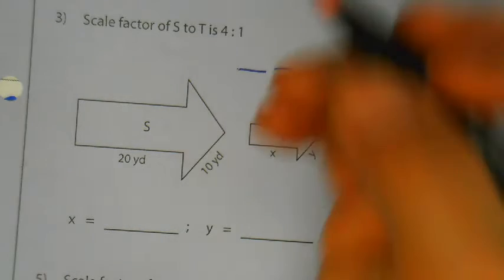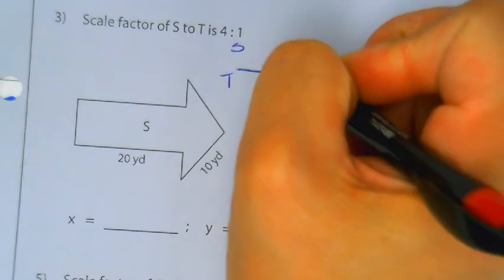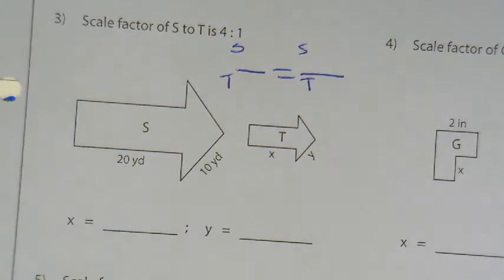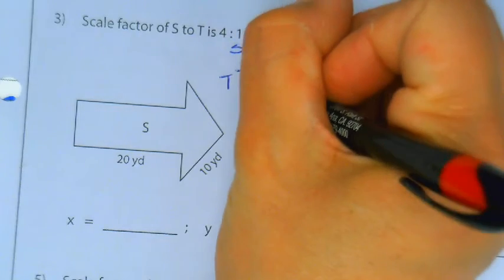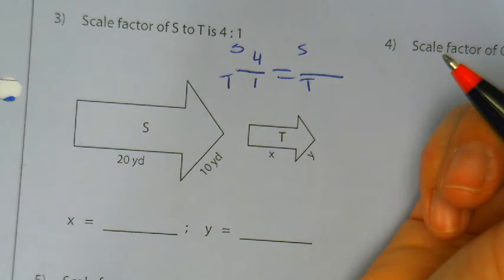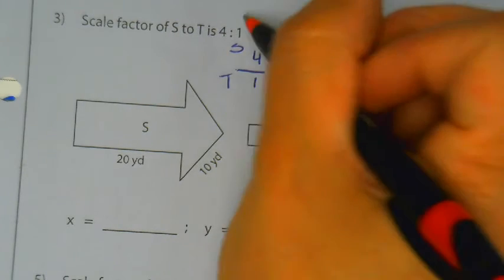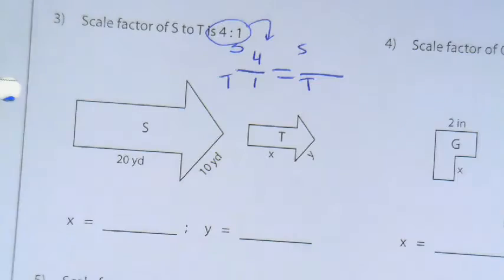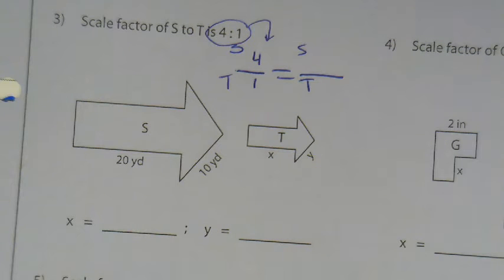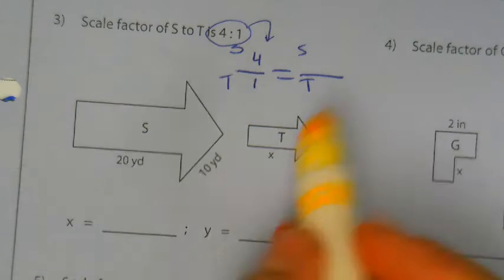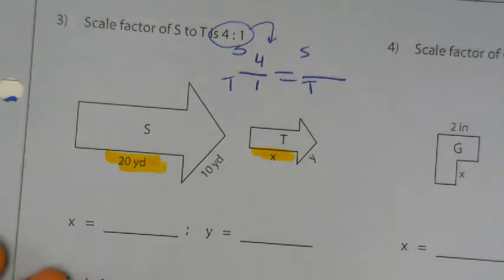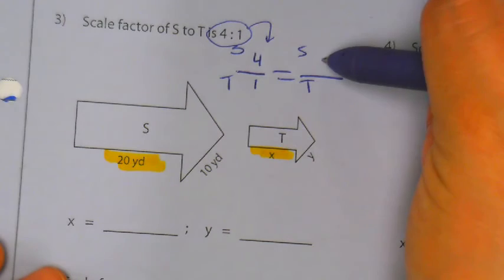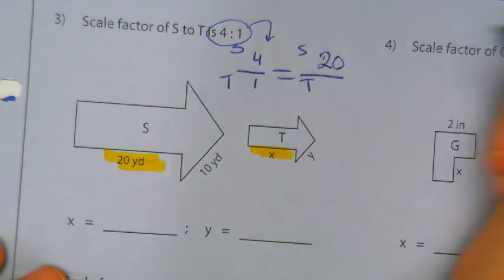All right, so S to T, right? Did you do that? What's your first fraction? Whatever this is, plug it in. And I told you to solve for x, right? So what does the x match to? 20. Okay. Now we've got to figure out which number goes on the top and which on the bottom. S goes on top. Which number is the S? 20. What number is the T? X.